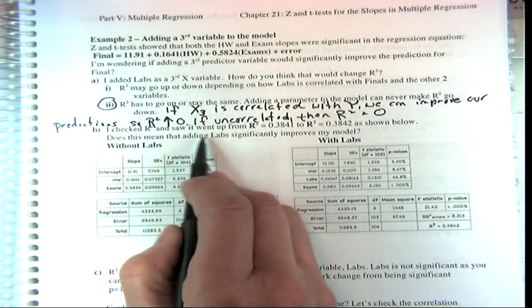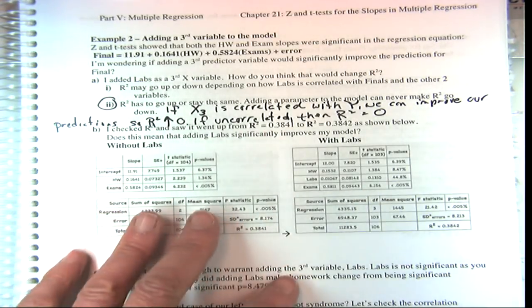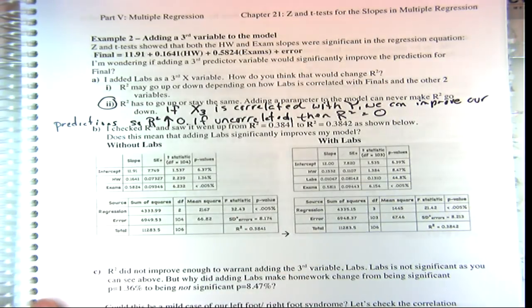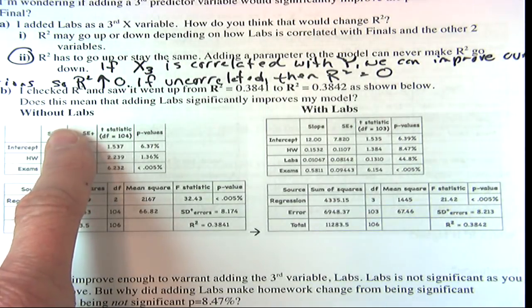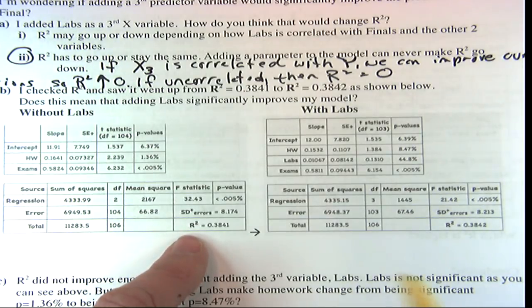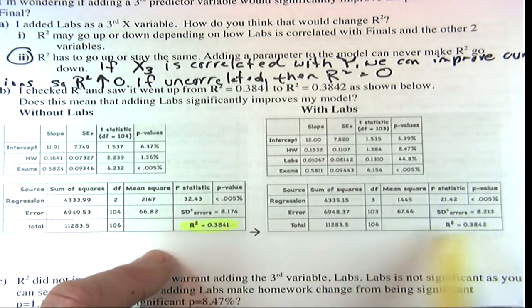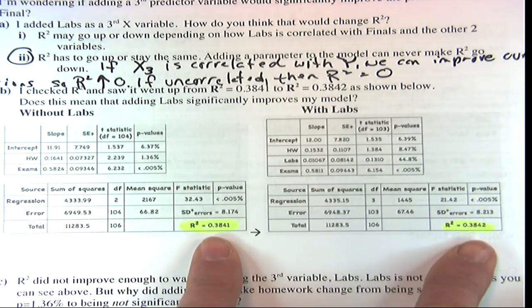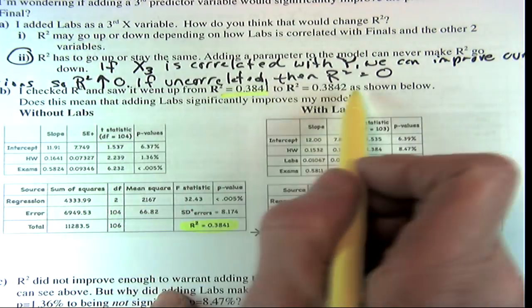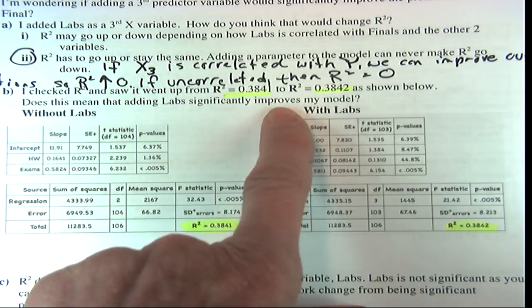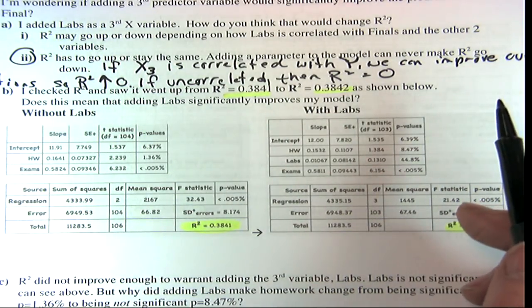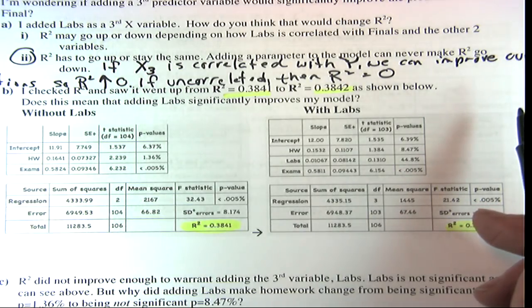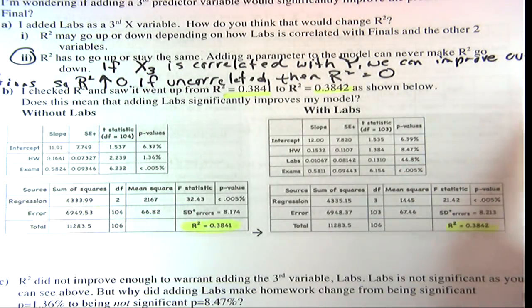I checked R squared and saw it went up. Look how much it went up. You have your books in front of you so you can see. So here, what am I looking at? Here's without the labs and here's with the labs. I said my R squared went up, but look how little it went up by. Just a bit. Does that mean that adding labs significantly improves my model? Do you think so? Let's look at something else.